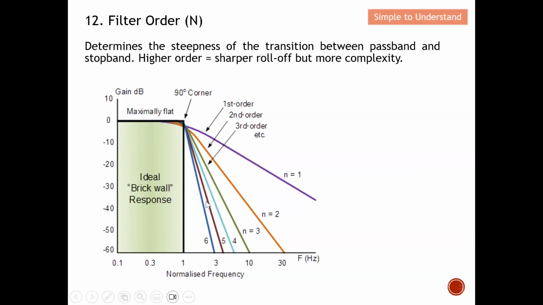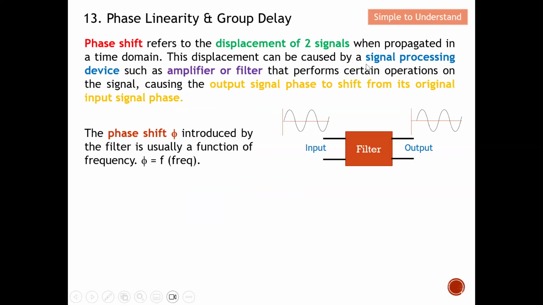However, you need to keep this in mind: the higher the order, the bigger the size of the filter. So you need to have a trade-off between the steepness of the skirt and the size of the filter. The order determines the steepness of the transition between the pass band and stop band. Higher order means sharper roll-off, but it is more complex, which means it is much bigger in size.